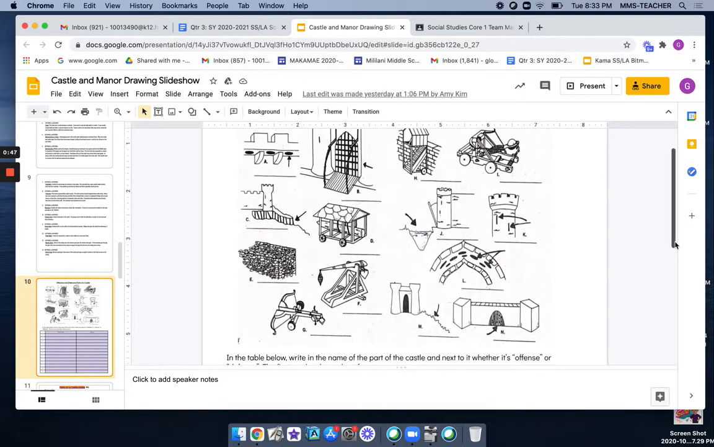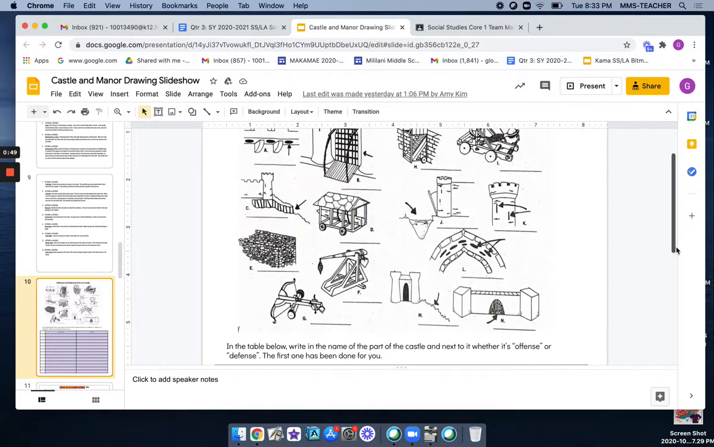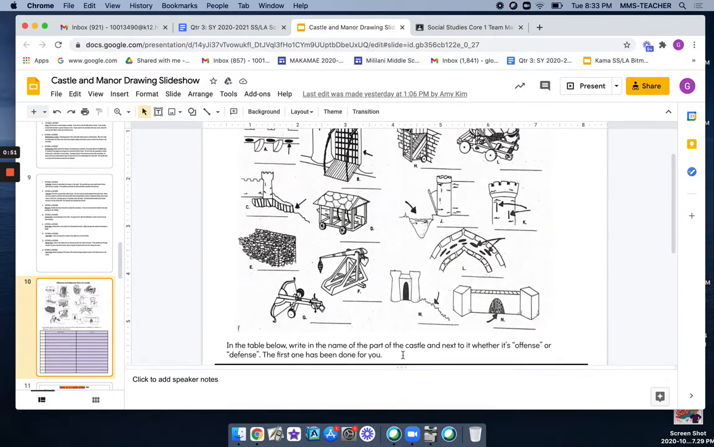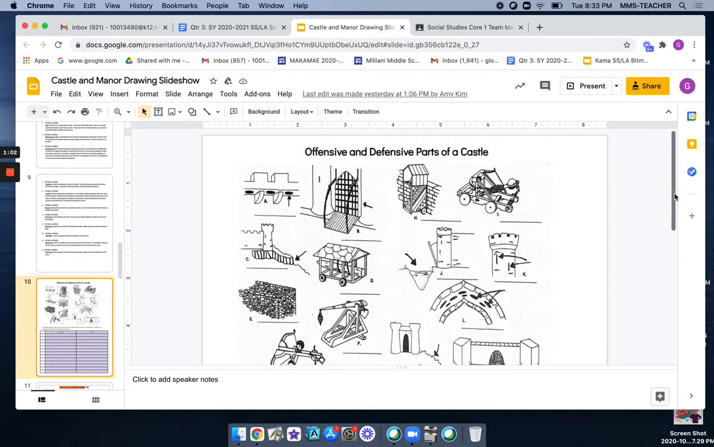Now, in the table below, you're going to write the name of the part of the castle, and next to it, you're going to label whether it's an offense or defense. Remember, offense is when you are attacking, and defense is when you are protecting, trying to protect your castle or your area.